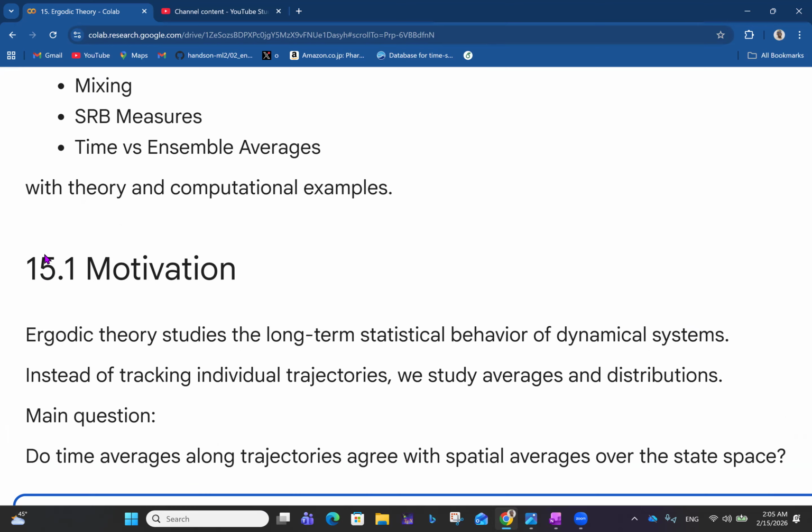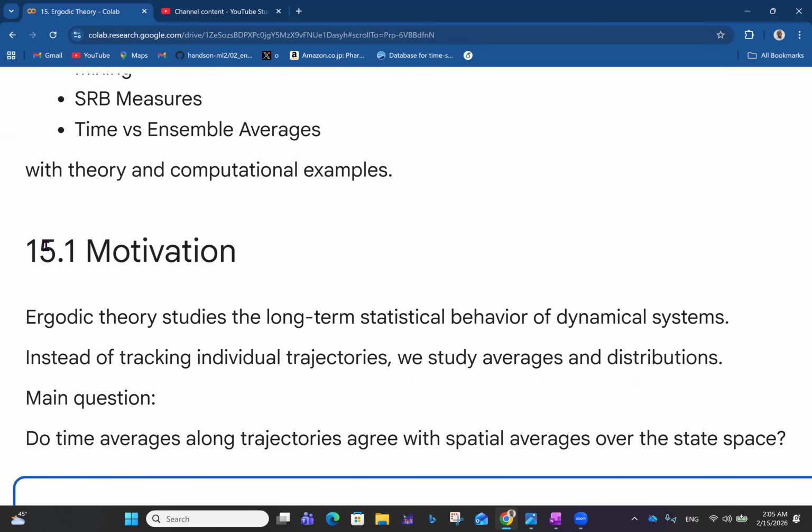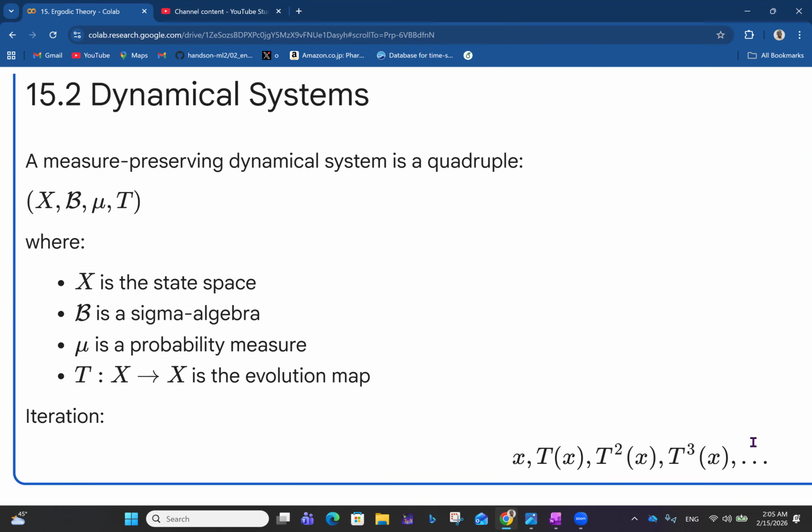Now that may sound like a lot of grammar, but the fact is this. Grammar in quotes now, that is in the Nigerian context. Now, the simple idea behind ergodicity is that if you toss a coin 1,000 times, it will behave like when you toss 1,000 coins at once, something like that. So ergodicity gives us the average behavior of dynamical systems, of whatever system you're looking at, right? Okay, so again, the main question is, do time averages along trajectories agree with spatial averages over the state space?